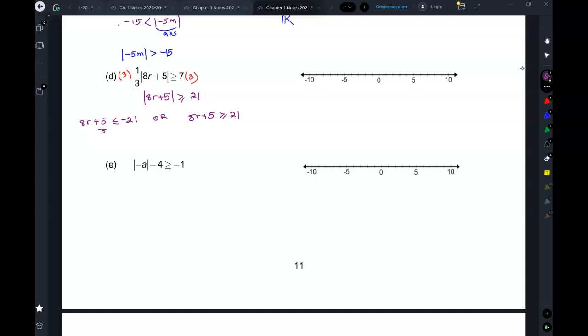So I subtract 5. 8r less than or equal to negative 26. r less than or equal to negative how much when we simplify? 13 over 4. Here, 8r greater than or equal to 16. r is greater than or equal to 2. And in between, I got to put the word or. Back when I was young, I had to put or in all the steps here. But just put it in the first and the last, and it's good.